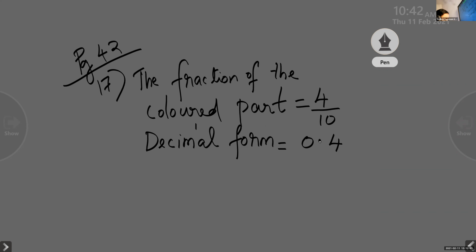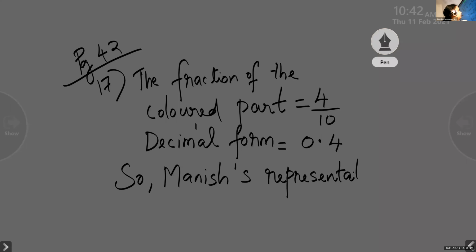So who is correct? Manish's representation is correct. The fraction of the colored part is 4 by 10. The decimal form is 0.4. So look here, Manish has already written 4 by 10. So he is correct. Manish's representation is correct.